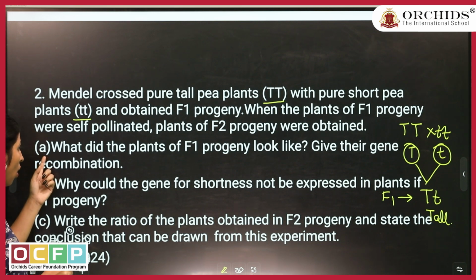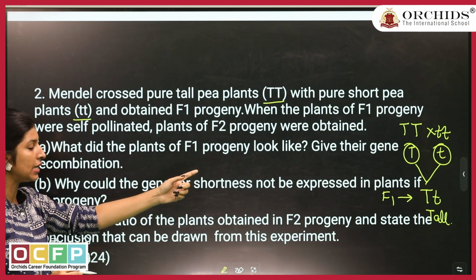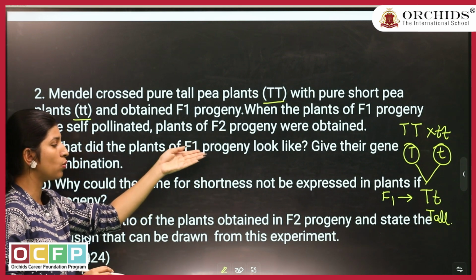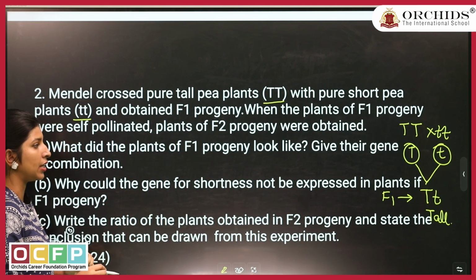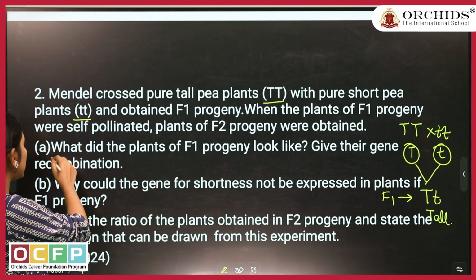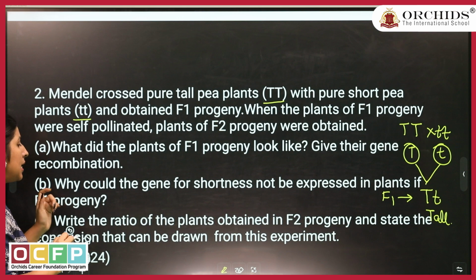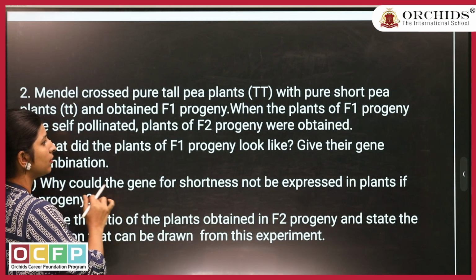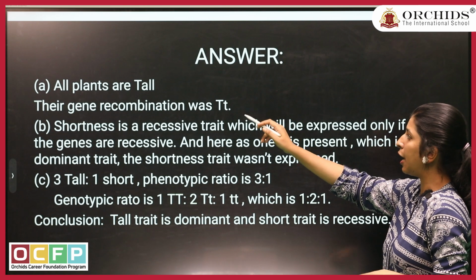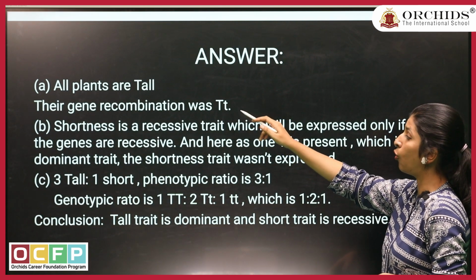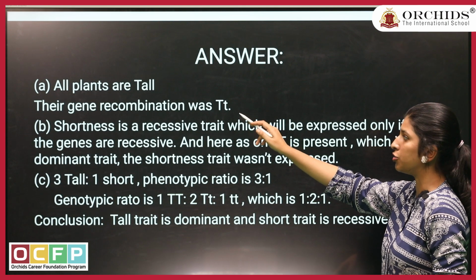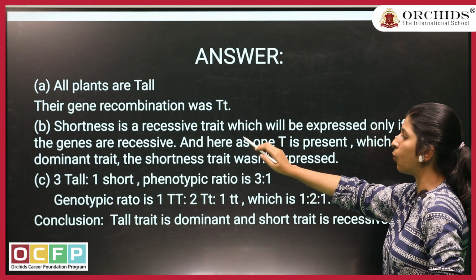Question A was, what did the plants of F1 progeny look like? Give their gene combination. So what does it look like, which means what is the physical appearance, the phenotype of the F1 progeny? The phenotype is tall and their gene combination is capital T small t. So this is the answer for question A. And for questions B and C, let's see how to answer them. This is how you have to frame the answers. As per the monohybrid cross done by Mendel, in the F1 generation all the plants were tall and their gene combination was Tt.